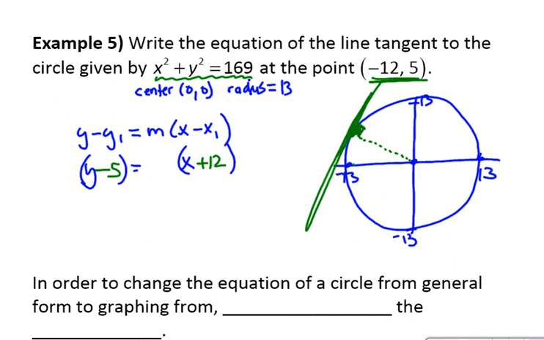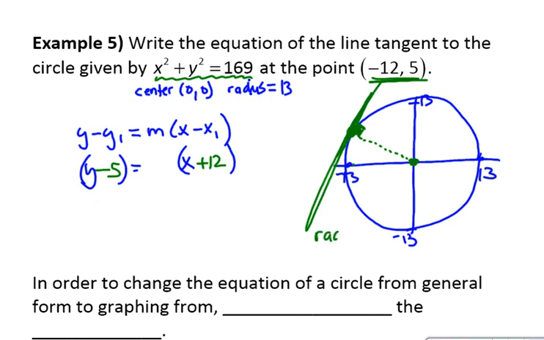But the last thing that we need is the slope of the line. So slope, we're going to need to know some kind of a rise over run. So we need 2 points to figure out the slope. And we only have 1 point on that line. But we know that it's perpendicular to the radius. And the radius actually has 2 points, the center and the negative 12, 5. So we can figure out what the slope is of the radius. So let's just write that here.